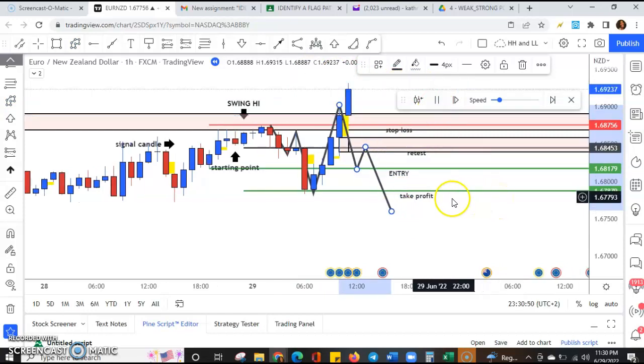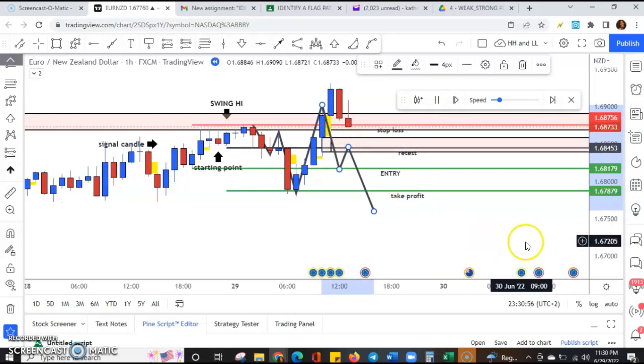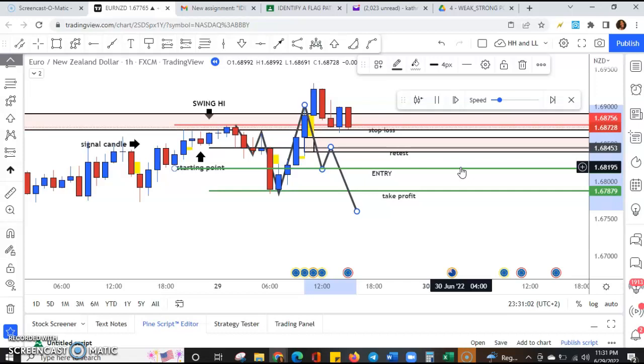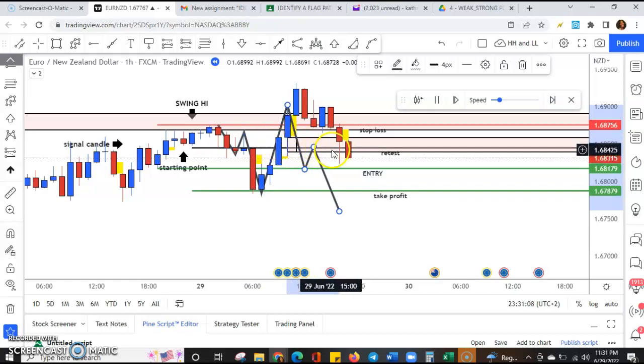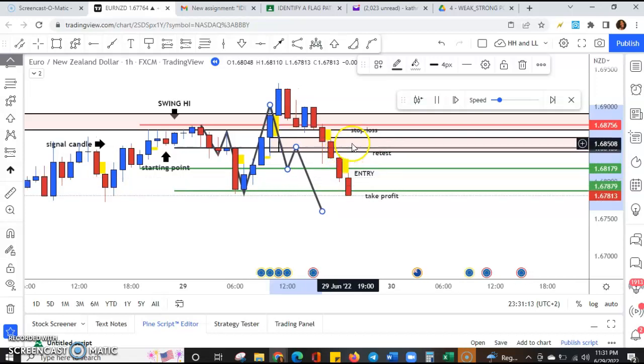But because he had his stop loss here in the zone still, he's no longer in the trade. And now the market is coming back down, slowly but surely. And the minute it breaks and closes below this starting point area, you get your retest and take the trade.